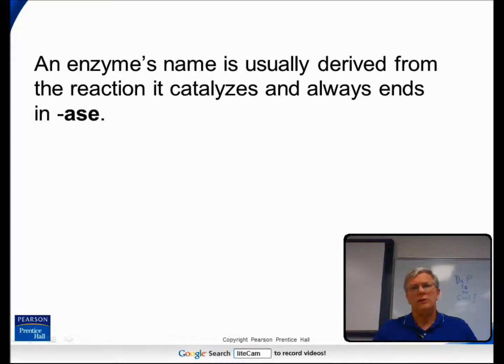When we look at enzymes, you're going to see quickly that they all end in ASE. The enzymes are also typically named by the reaction that it catalyzes. So in this case, maltase is the enzyme that will break down the sugar maltose. And most enzymes are named that way, so you can pretty well figure out what they do by their name.